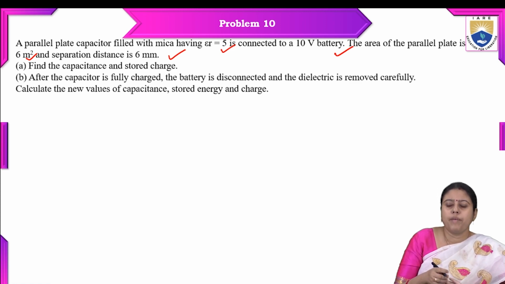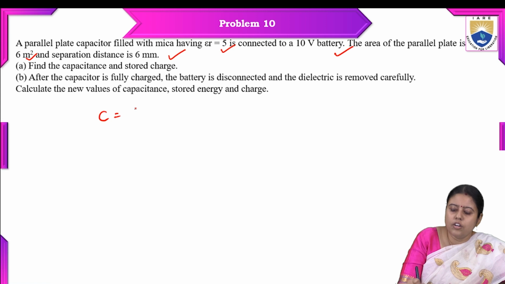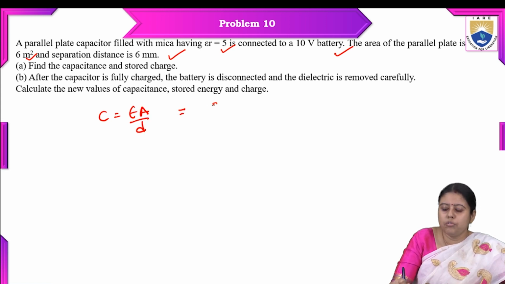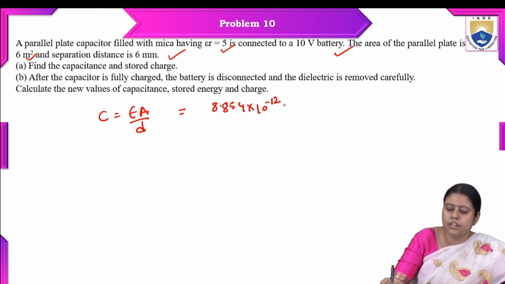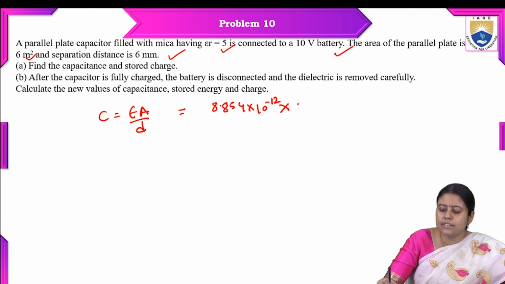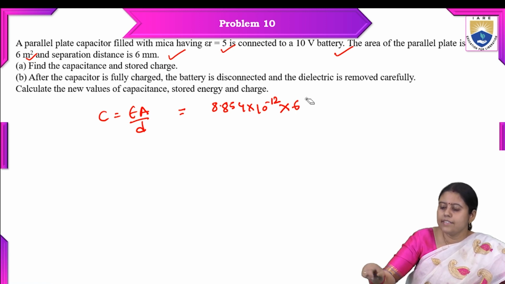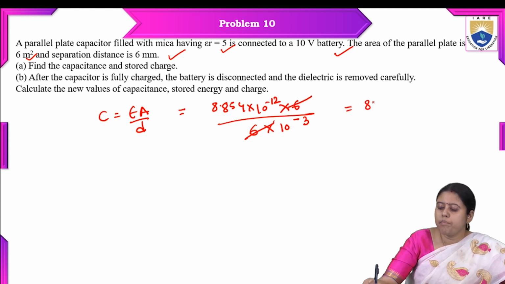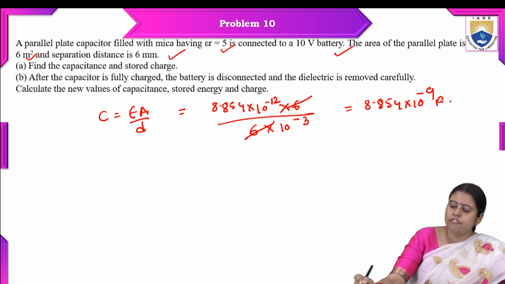So the first part is very easy. C is equal to epsilon A by D. Epsilon value we know, 8.854 into 10 to the power minus 12. Then A is given as 6 meter square and D is given as 6 millimeter. 6 millimeter means 6 into 10 to the power minus 3. So we got the value 8.854 into 10 to the power minus 9 farad.